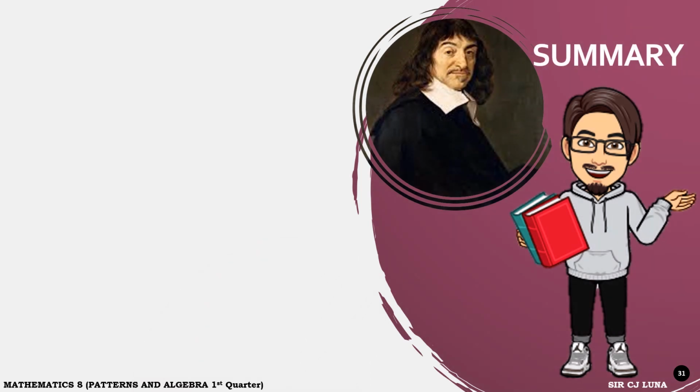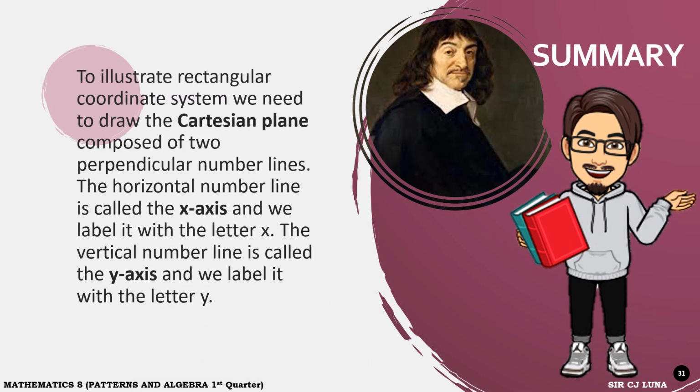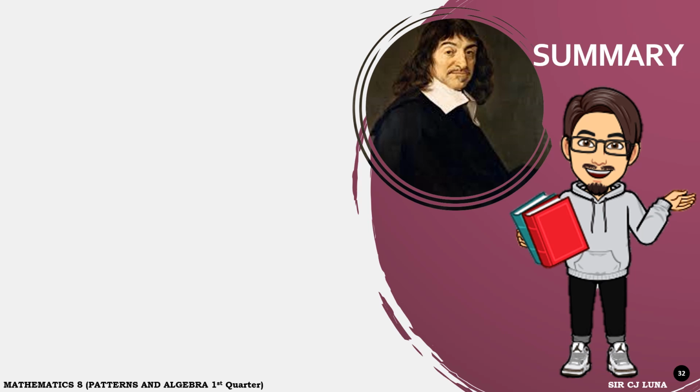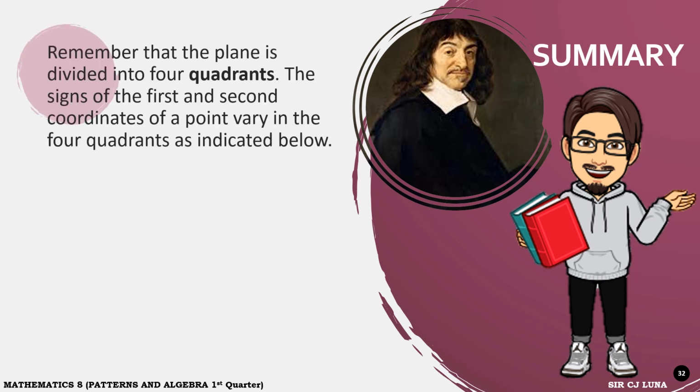To summarize our discussion, to illustrate the rectangular coordinate system, we need to draw the Cartesian plane composed of 2 perpendicular number lines. The horizontal number line is called the x-axis and we label it with the letter X. The vertical number line is called the y-axis and we label it with the letter Y. Remember that the plane is divided into 4 quadrants. The signs of the first and second coordinates of a point vary in the 4 quadrants as indicated.